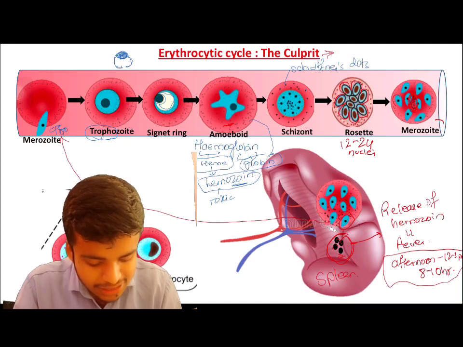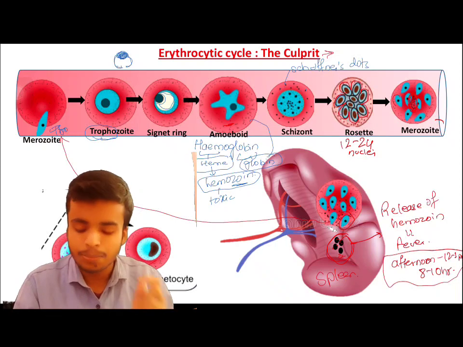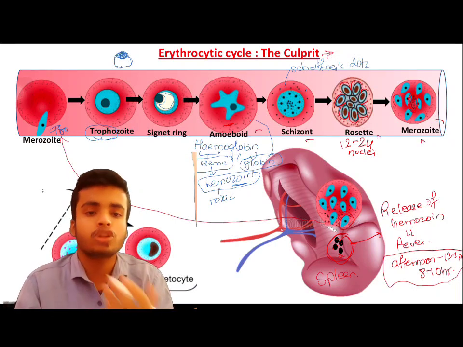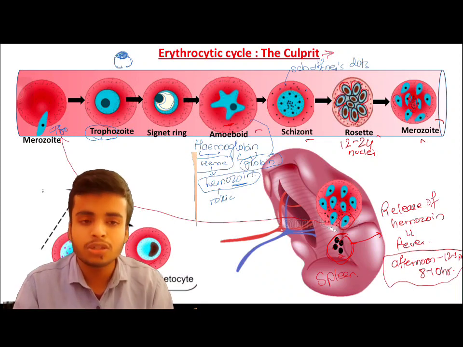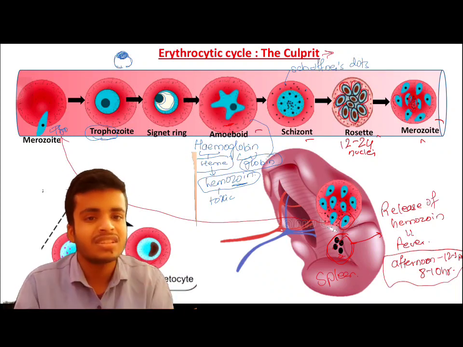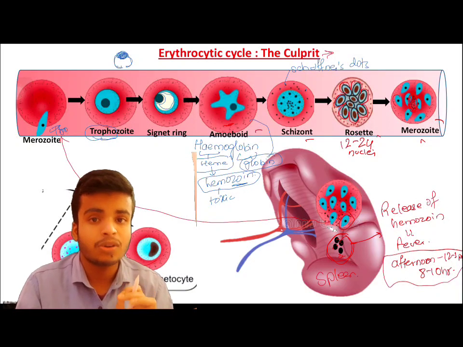Hemozoin is formed during the amoeboid stage. The basic merozoite becomes trophozoite, signet ring, amoeboid, schizont, rosette, and again the last merozoite stage, which then comes into the spleen and gets ruptured. Okay, this was about the erythrocytic cycle.